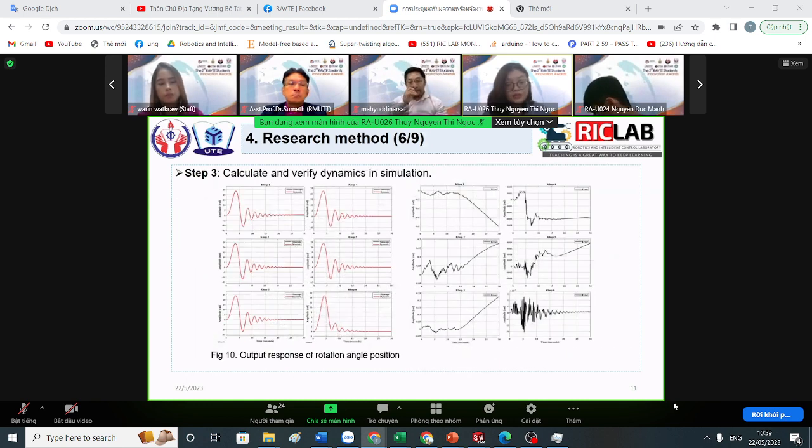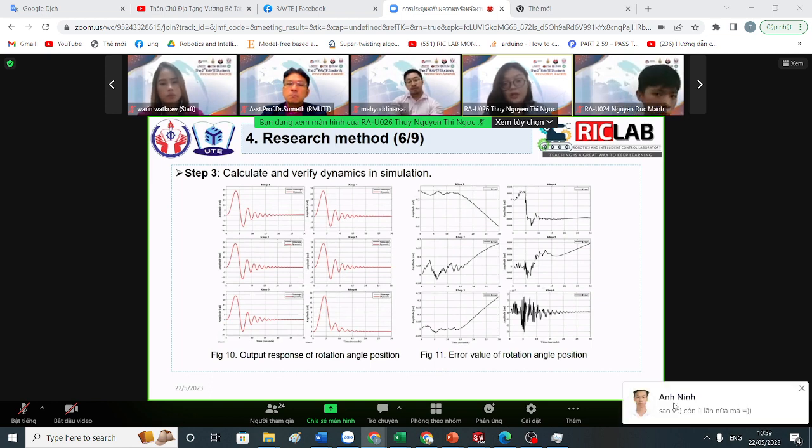In figure 10, you can see the output responses of rotational angle position, and you can see the error between the SimScape model and the dynamic model. In figure 11, you can see that the error between them is very small.